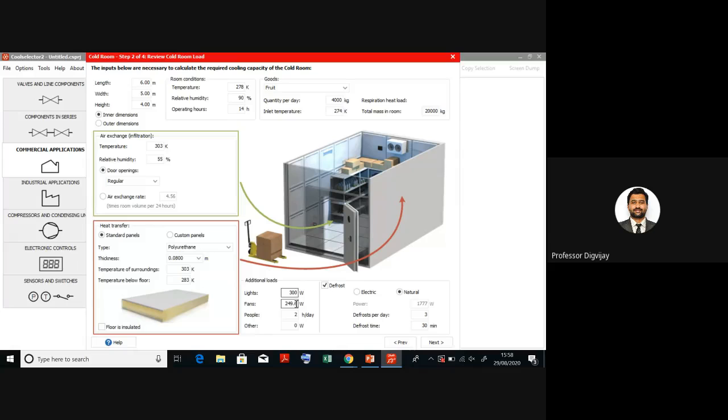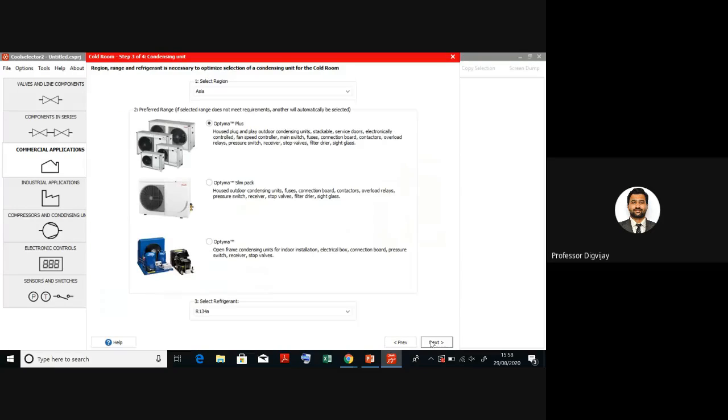Fans 249 they have taken. Fans in our case have 200 watts, so into 3 fans. Okay. So that will be 600 watts. People's 2 hours per day. I will take 4 hours per day. Other is miscellaneous. Then panel is given. Temperature surrounding, temperature below floor. Okay. So next I will put next.